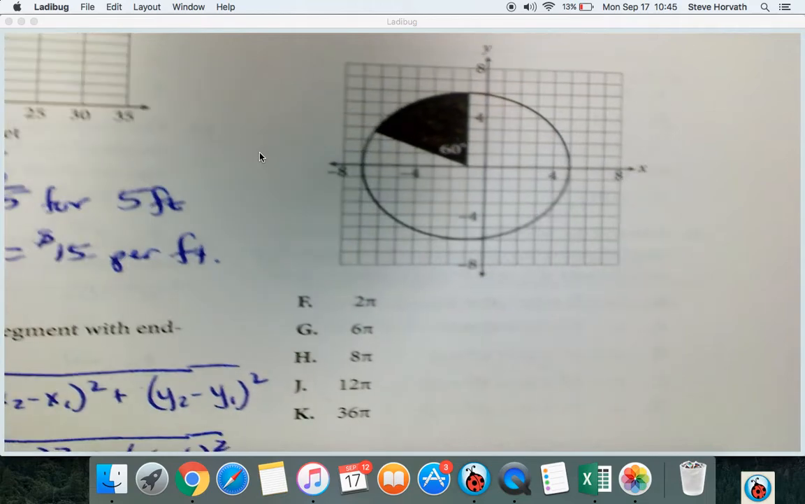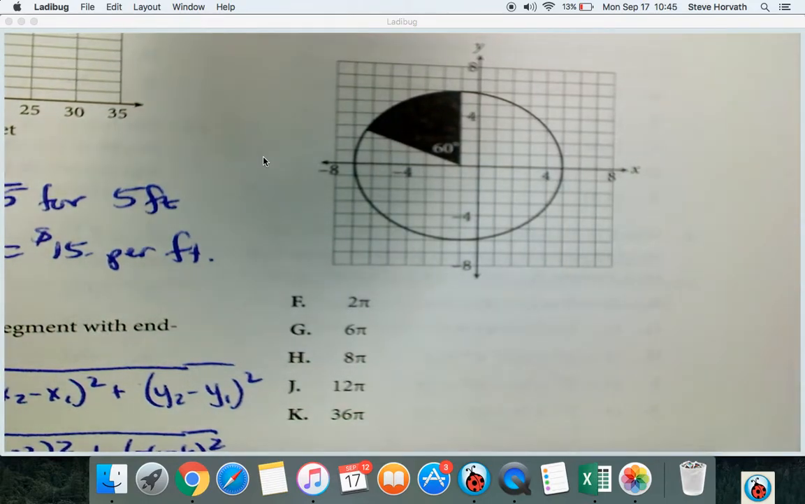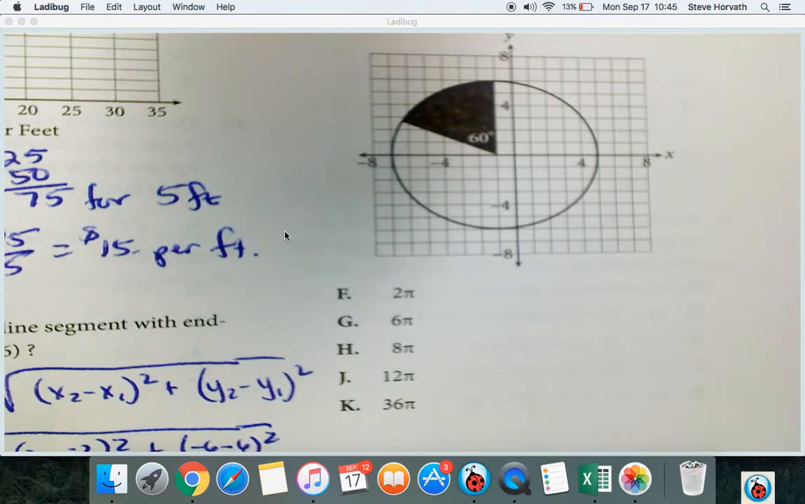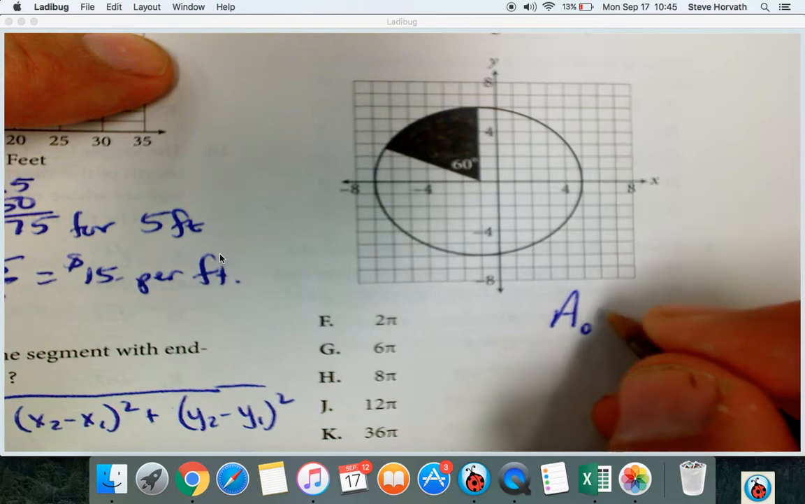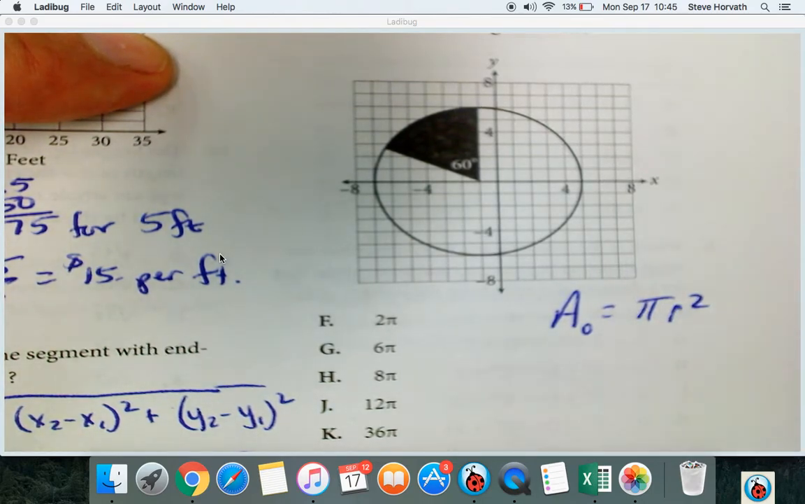Number 6, last one. Area of the sector. Okay, well, first of all, doing the math first, whenever we have a graph, we can expect the graph to be to scale. All right, now, first of all, the area of a circle is pi r squared. That's just one of those formulas you should know.